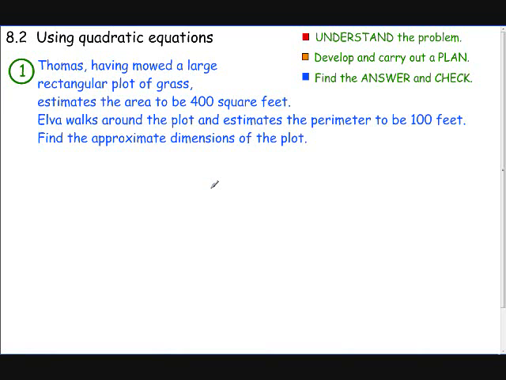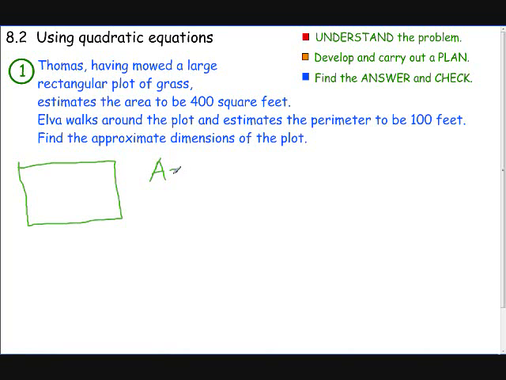Okay, here's a word problem. Finally, we get into it. Thomas has mowed a large rectangular plot of grass. All right. So as I'm reading this, I think I should draw myself a rectangle. Pretend that's a rectangle. He estimates the area to be 400 square feet.